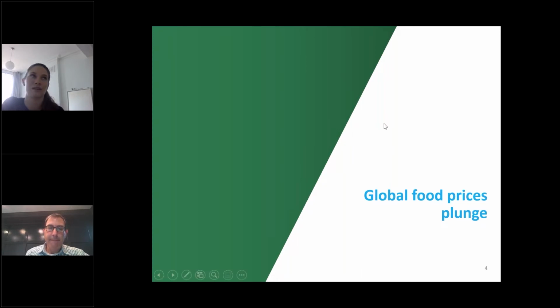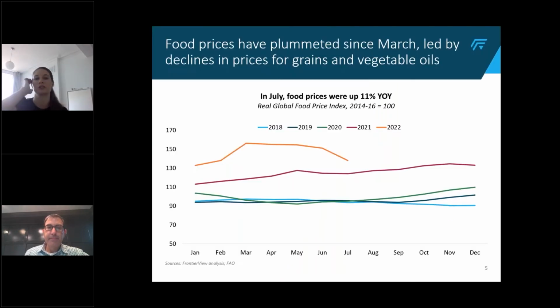Yeah, it's a good question. Just like with the commodity story in general, we've seen a drop in food prices recently. And that's both on, I'll share first, the consumer price index side. So this is the real global food price index from the Food and Agriculture Organization of the UN.